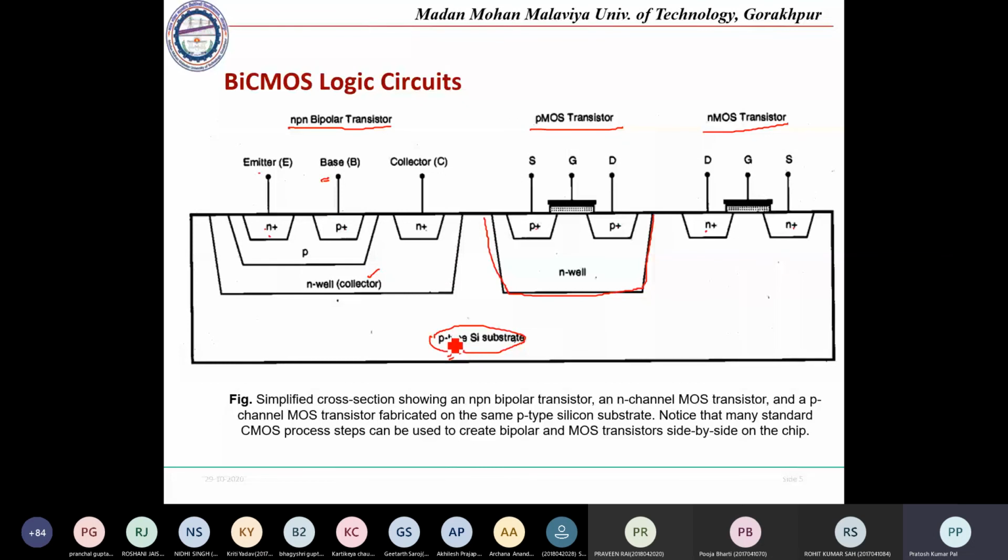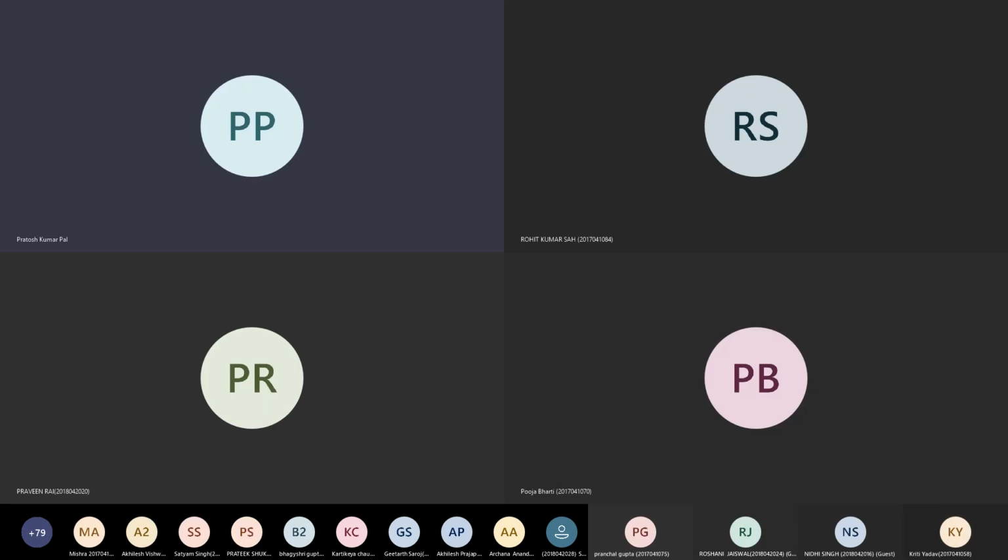So this is how the fabrication of BiCMOS logic takes place. This is the basics of BiCMOS logic. I hope you have got the point. If you have any doubts, you can ask. Otherwise, we will close. That is the total third unit. So if you have any doubt, you can ask. Otherwise, we will close.